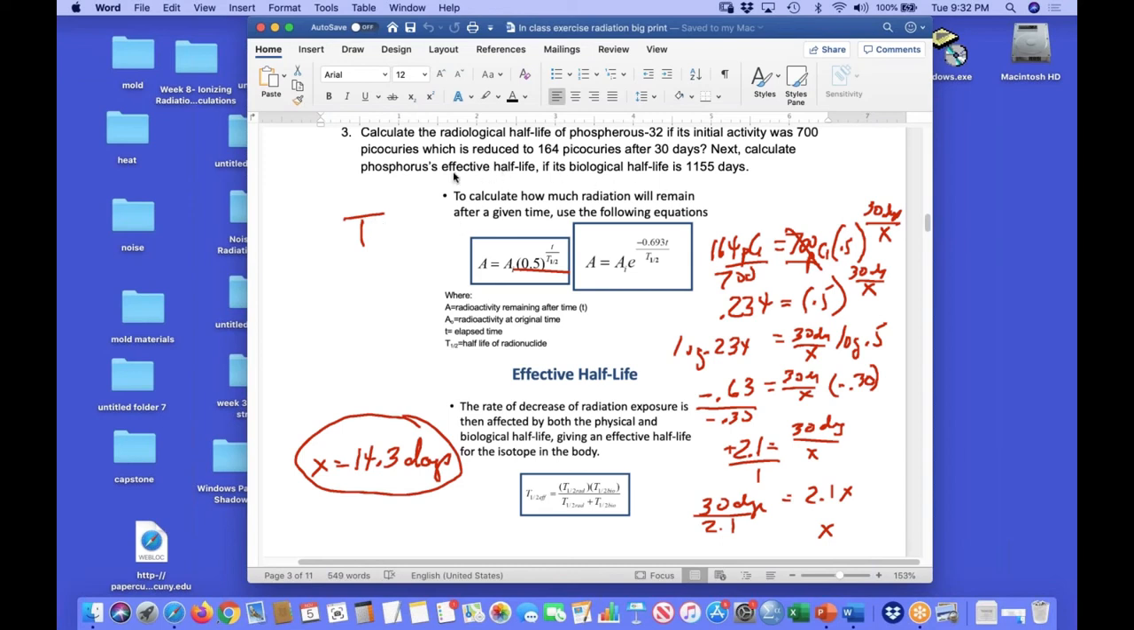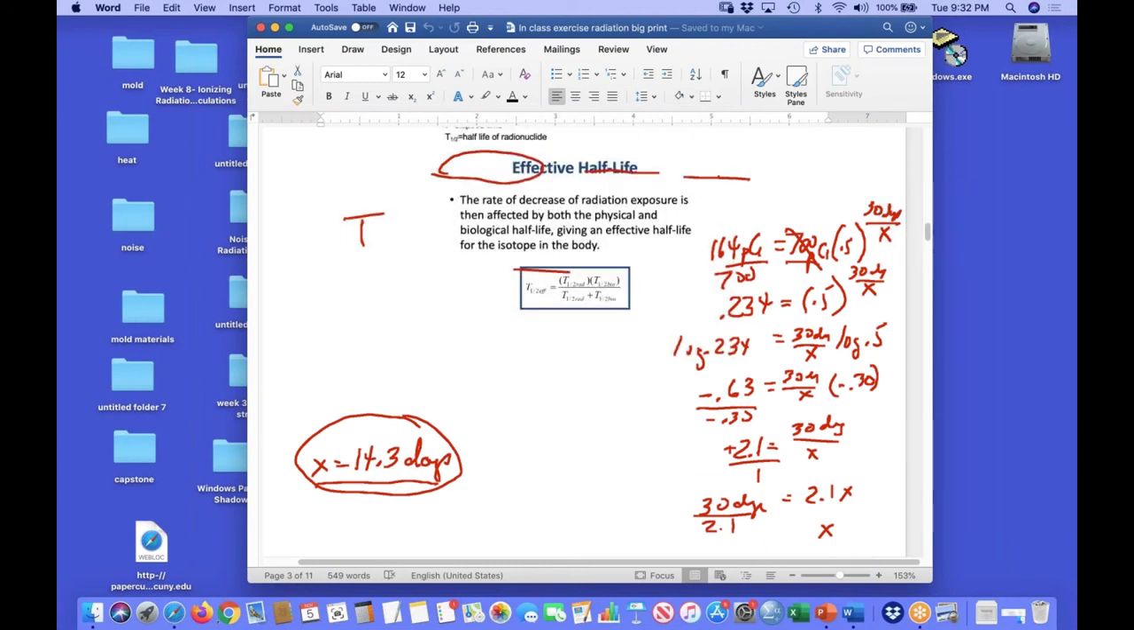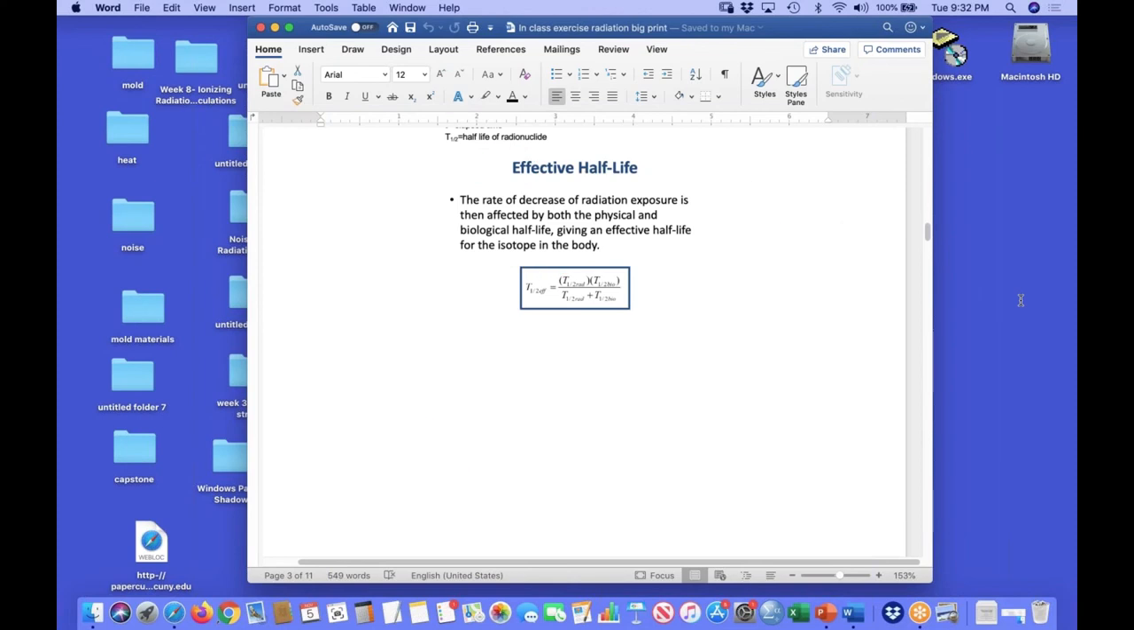What else did they ask for? The effective half-life. The effective half-life is a combination of the half-life of the material plus the rate at which your body eliminates it from your body. And the biological half-life is 1155 days. So we have another formula that we work with. It's down there. I'll scroll up here and try to get it. I'm going to remember that 14.3 days while I clear this out. So 14.3 days is the physical half-life of the material.